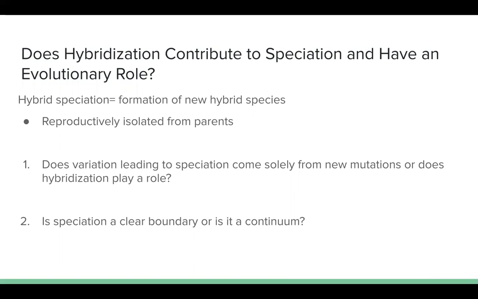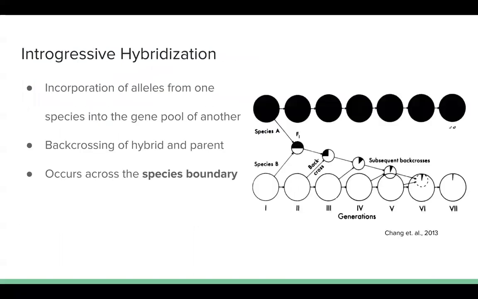Number one, does variation that leads to speciation come only from new mutations, or does hybridization actually play a role? And two, is speciation a clear boundary, or is it more like a continuum? And so looking at the first question, it's important to look at introgressive hybridization, which is an incorporation of alleles from one species into the gene pool of another species.